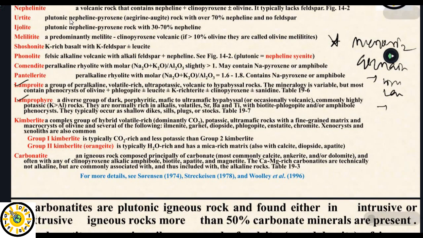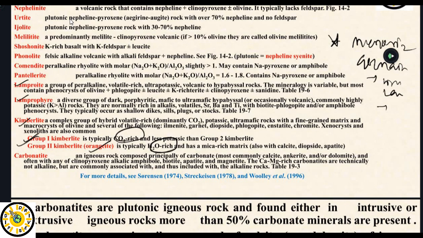Okay, and this part is kimberlite in classification. Group 1 kimberlite is typically CO2 rich. Okay, and group 2 kimberlite, which is called orangeite, is typically H2O rich. So whenever I talk about the petrogenesis of kimberlite, I will discuss all this there.